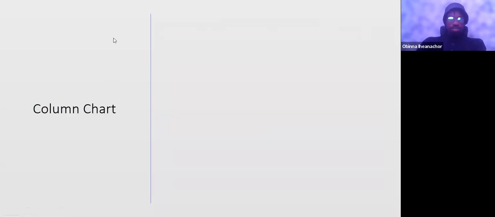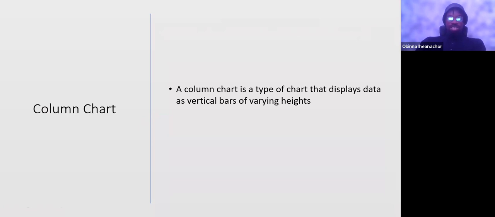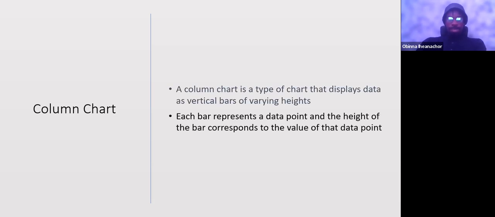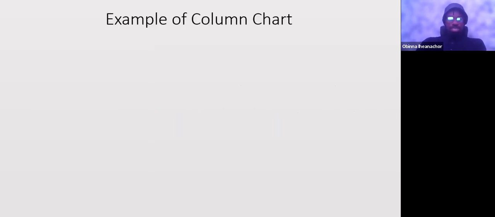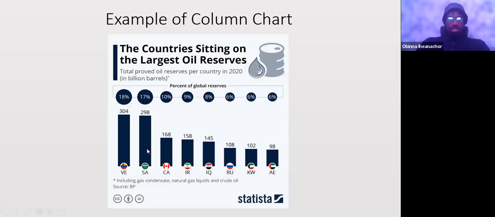So let's do the column chart, right? In Power BI, column charts refer to your vertical bar chart. A column chart is a type of chart that displays data as vertical bars of varying heights. Each bar represents a data point, and the height of the bar corresponds to the value of that data point. So let's see an example of a column bar chart, right?